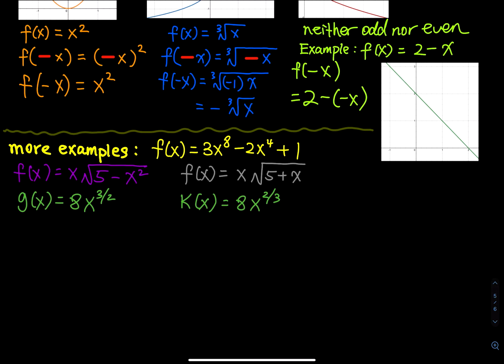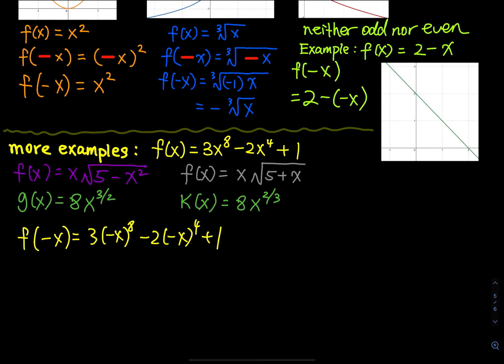Okay, what's the first one? The first one: f of negative x equals 3 times negative x to the 8th minus 2 times negative x to the 4th plus 1. They are even powers, so they just get rid of the negative. So f of negative x equals 3x to the 8th power minus 2x to the 4th power plus 1. So this is even, right?